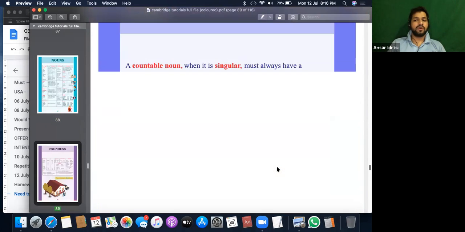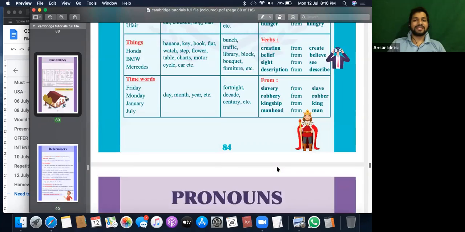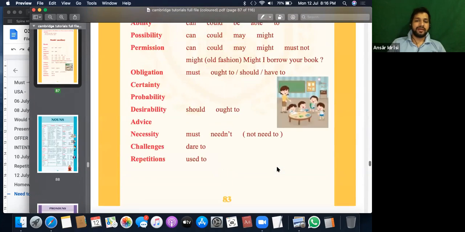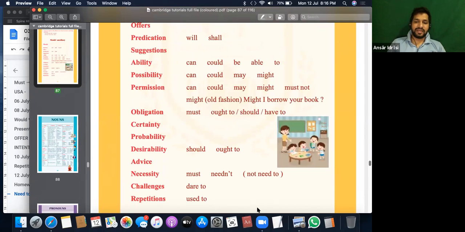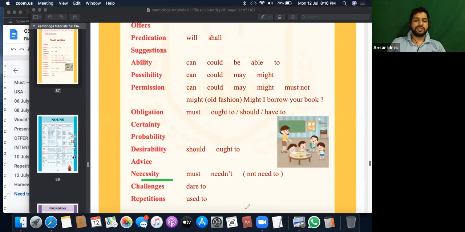When do we use need to? When something is necessary, when something is a necessity, we are going to use need to. Need to. Now, if you see, the necessity के लिए use होता है need to. So when something is a necessity, we're going to use need to. For example, need to, needn't, not need to.